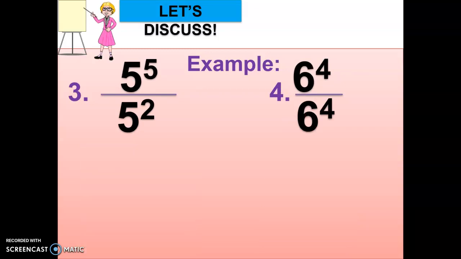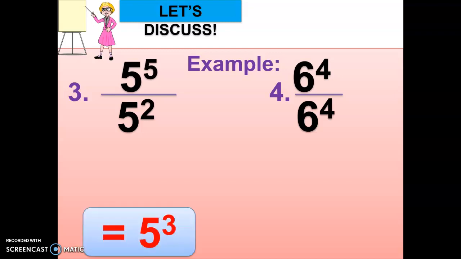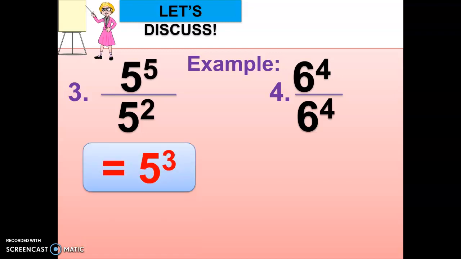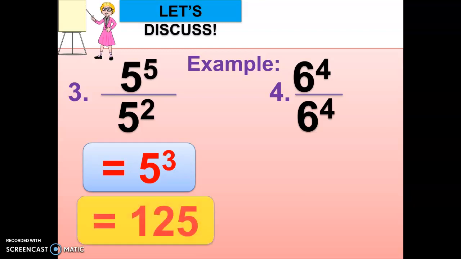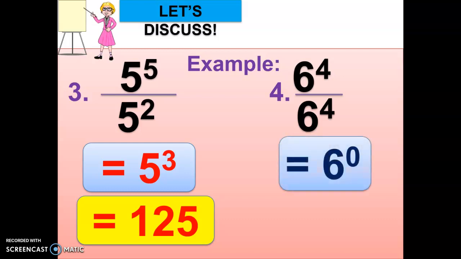So, the answer, dito naman po ay, hindi na siya variables, dahil dito po ay numericals na, no? So, 5 minus 2 is 3. So, 5 cube. But, that is not yet the answer kasi, evaluate pa natin ang 5 cube. So, ibig sabihin yan, 5 times 5 times 5, tatlong beses sa sarili. So, the answer is 125. For number 4, 6 raised to 4 over 6 raised to 4. So, 4 minus 4 is 0. So, the final answer is 1.